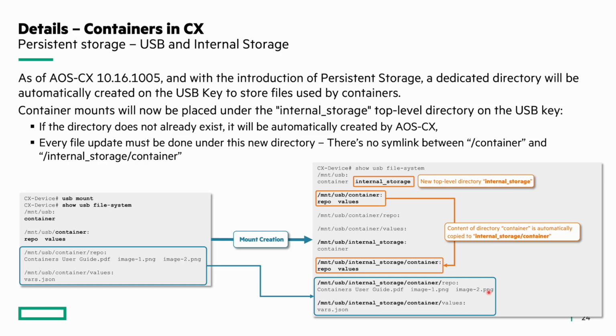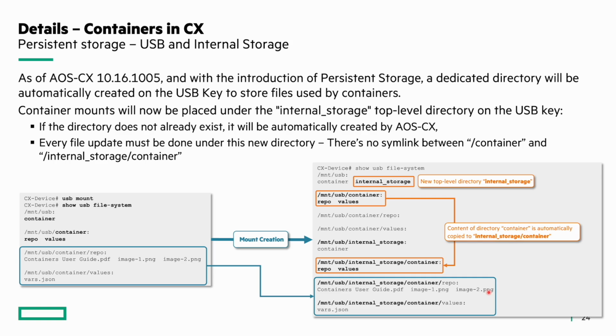Another key point is that as of AOS-CX 10.16.1005, with the introduction of persistent storage, a dedicated directory will be automatically created on the USB key to store files used by containers. So container mounts will now be placed under the internal storage top-level directory on the USB key. This top-level directory is created automatically by the system. If the directory does not already exist on the USB key, it will be automatically created by AOS-CX.